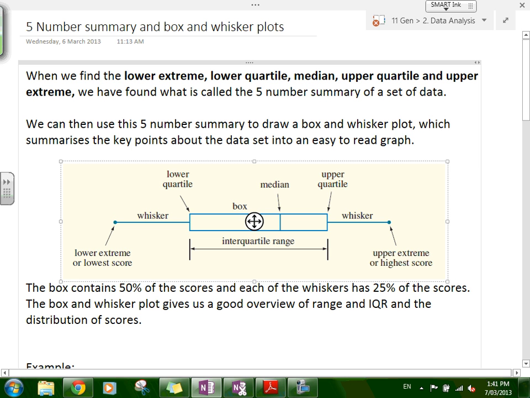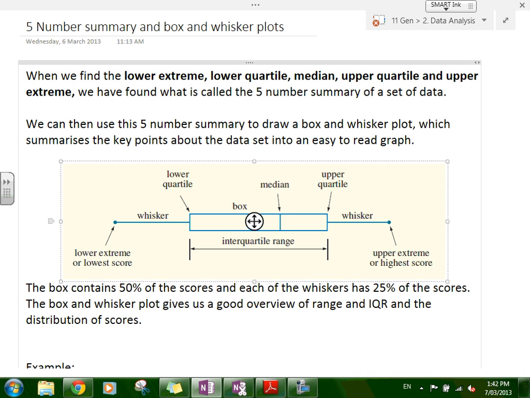This is a box and whisker. Okay? The lower extreme is down here. Then you have a line which is the whisker. Then you have this box. The edges of the box are the lower quartile and the upper quartile. And then the median is a line somewhere inside that box. And then the upper extreme and the other whisker.